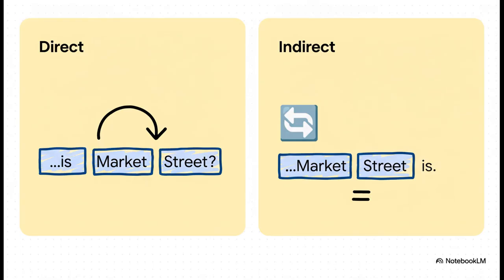Okay, now this is the most important rule for indirect questions, so pay close attention. After your polite opening phrase, the rest of the sentence actually snaps back into a normal statement structure. Look at the word order here. The direct question says, where is Market Street? The verb is inverted. But the indirect question says, where Market Street is. It goes back to normal statement order. You drop the inversion. This is the key difference.